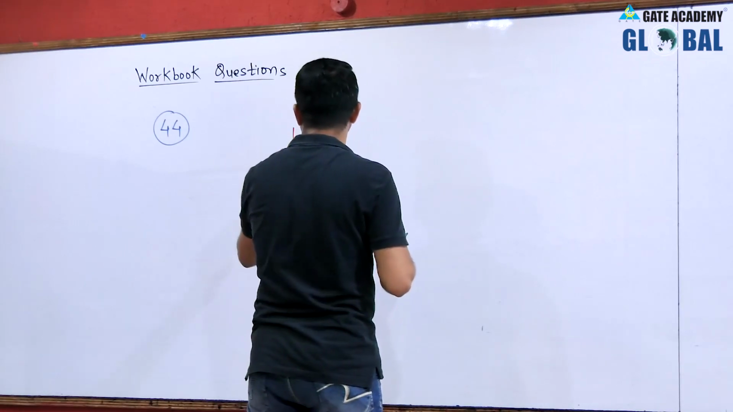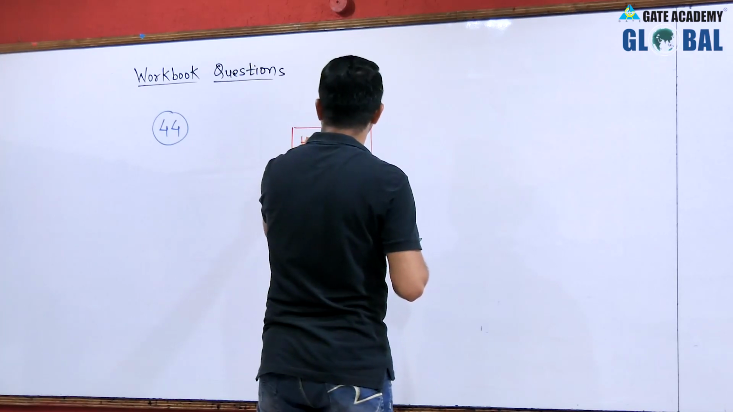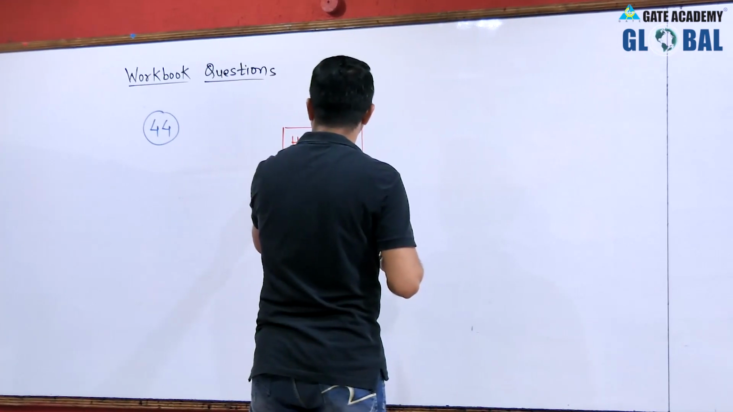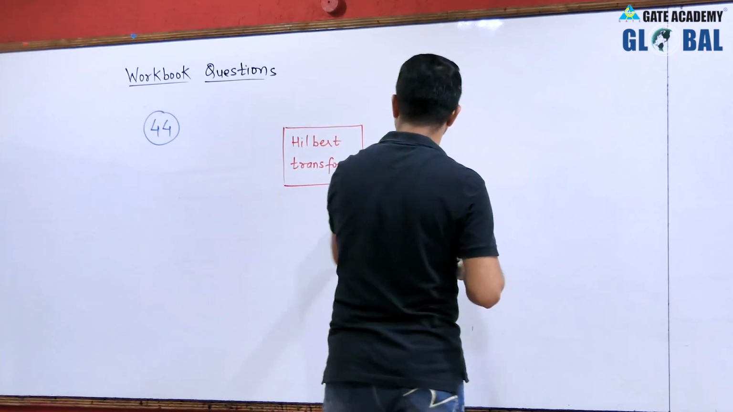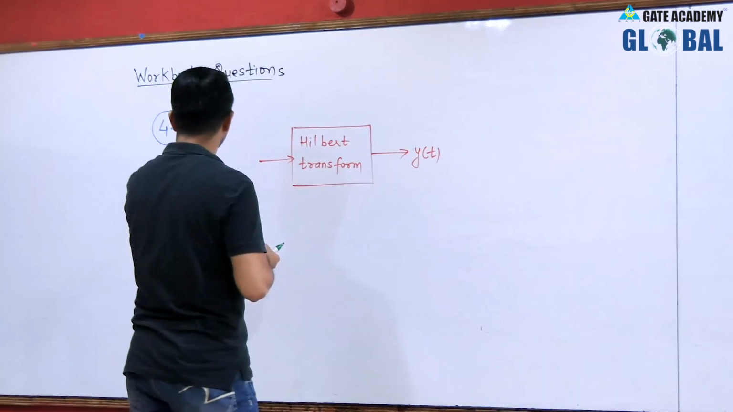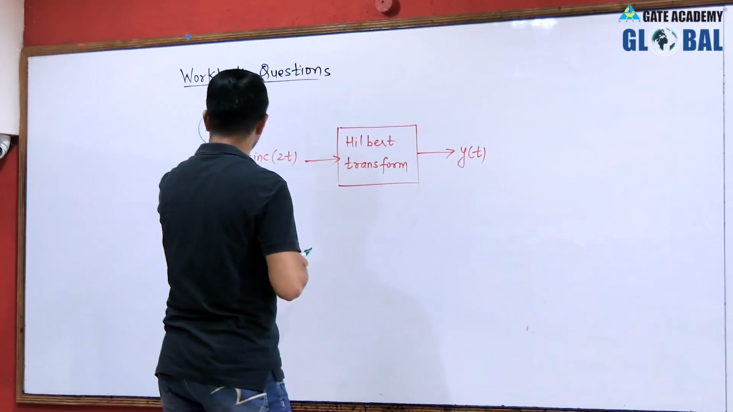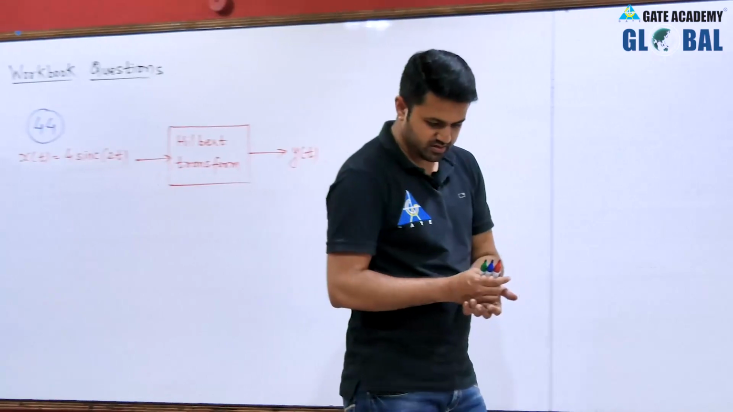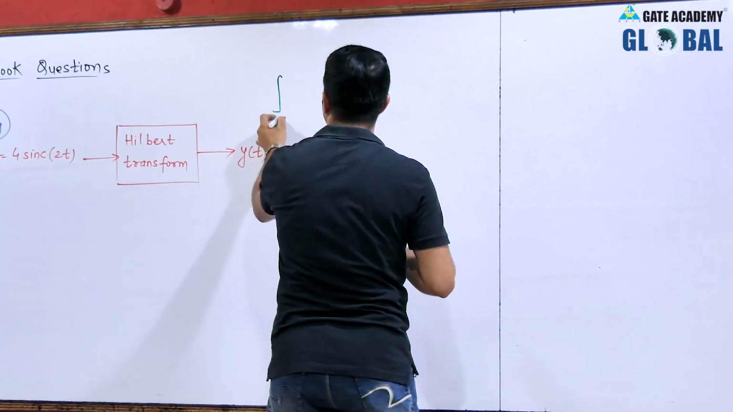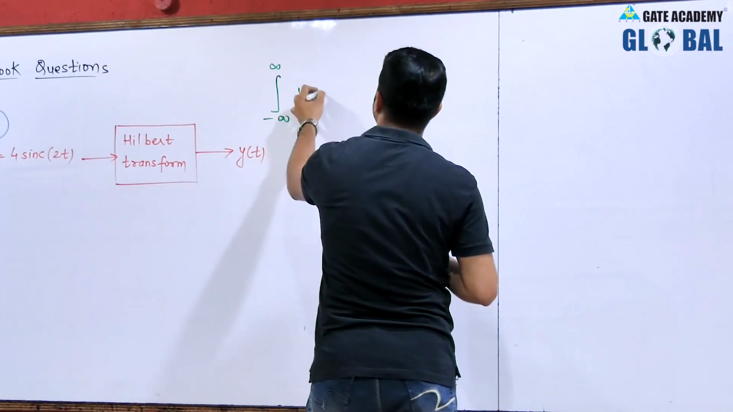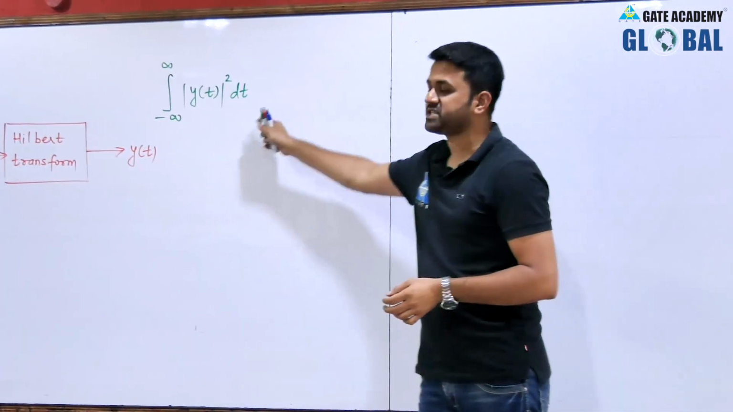Here it is given that there is a Hilbert transform. This is a block of Hilbert transform. We are getting y(t), which is the Hilbert transform of the input, and the input is 4 sinc 2t. Let us say x(t). So here we have to calculate the integration from minus infinity to infinity of y(t) magnitude square dt. So what is this expression?